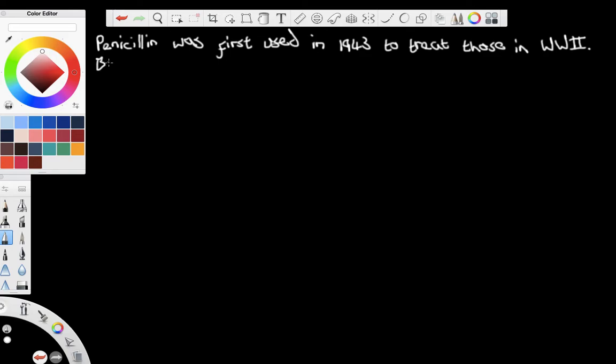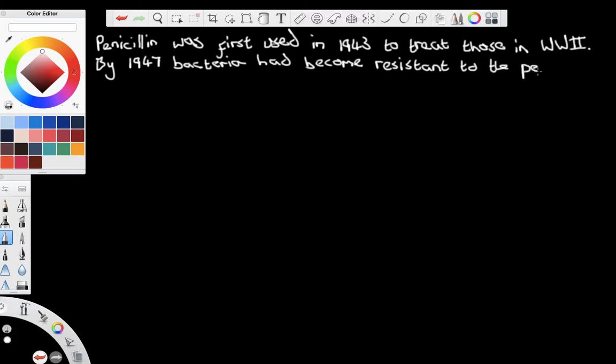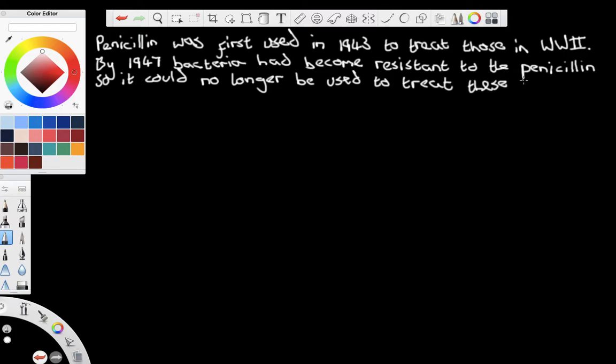So we can say by 1947, bacteria had become resistant to the penicillin so it could no longer be used to treat disease, or treat these diseases or these bacteria, we'll say.